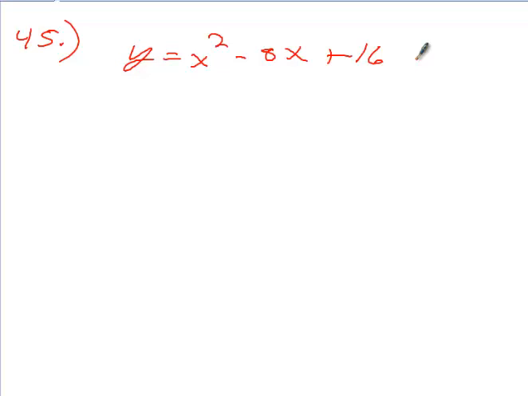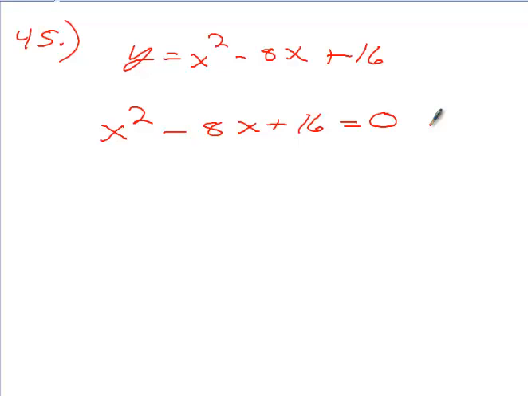So if it's an x-intercept, it's on the x-axis, correct? What's the y-coordinate anywhere on the x-axis? 0. So if y is 0 at an x-intercept, where do you think the 0 is going to go in? For x or for y? For y. So I'm going to get x squared minus 8x plus 16 equal to 0. And I want you to find the x values that make this happen. Okay, well, how are we going to do that?